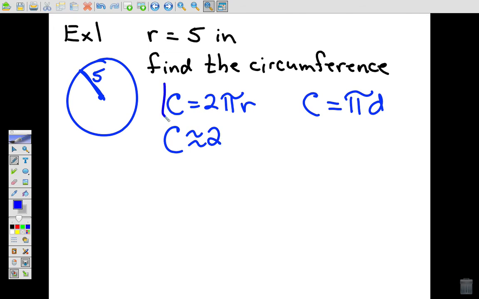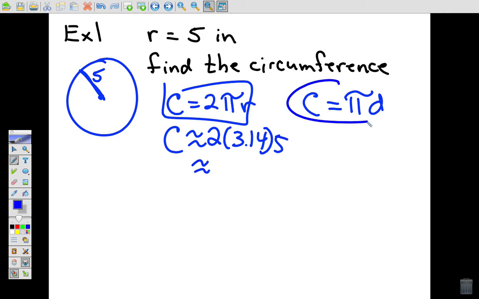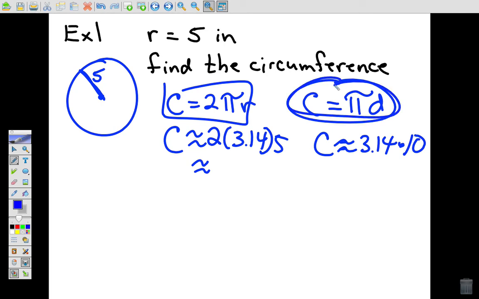So in this way, you have 2 times 3.14 times 5, and you just simply take your calculator and multiply them. If you're using this one, double the radius, so take 3.14 times 10. Now really, if you want to do this mentally, the easiest way would be to use this one, because when you multiply by 10, all you got to do is move the decimal 1 place to the right. So you get about 31.4 inches. And you would get the same thing over here.